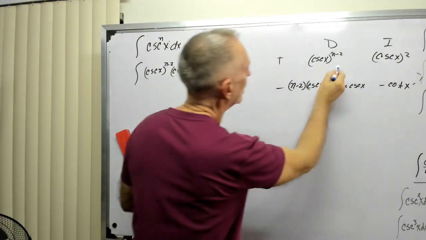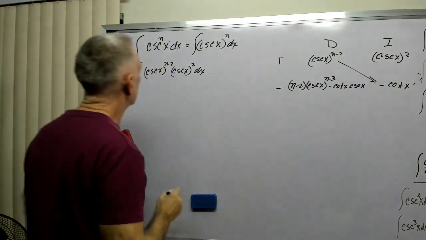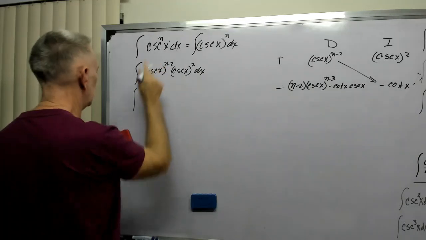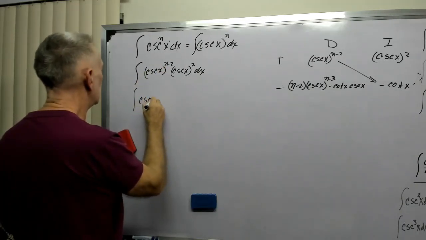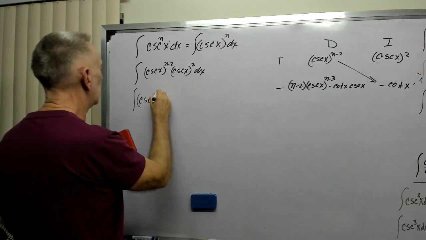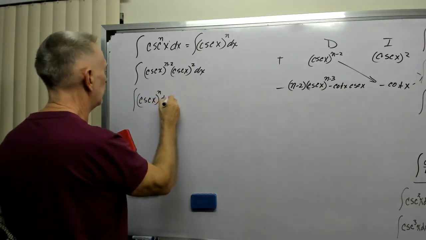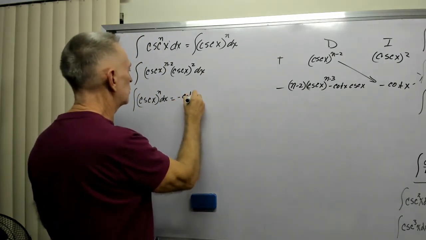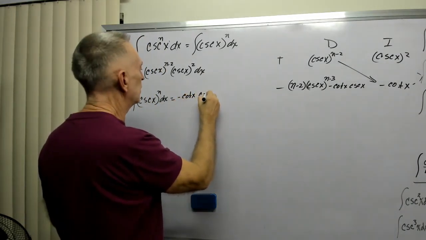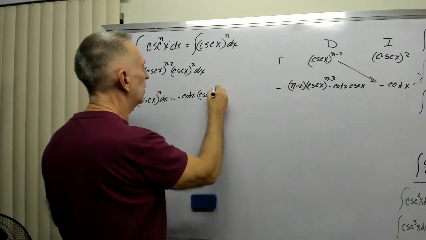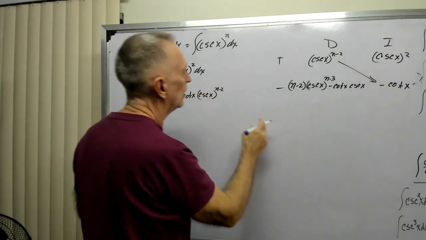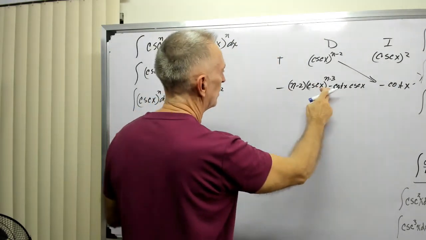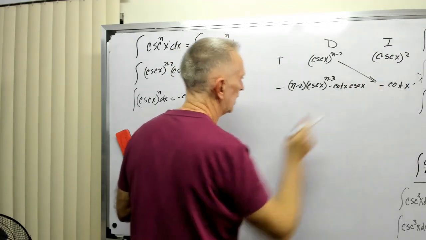Now we have the cross product of that. So I'm going to just bring down this integral here, the integral of cosecant x to the n dx equals minus cotangent x cosecant x to the n minus 2. Now we're going to integrate this row. I have a negative times a negative is a positive times a negative is a negative.